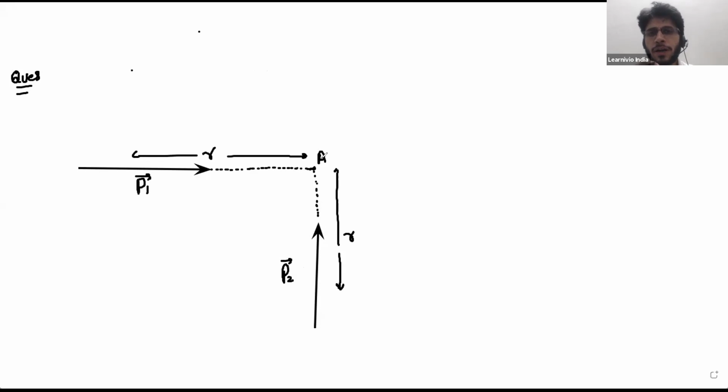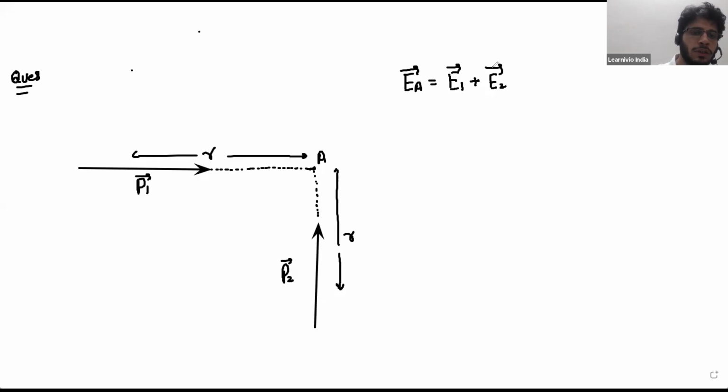So to calculate the field at point P, first of all, you have to decide for dipole 1 whether this point lies on the axial line or on the equatorial line. The net field at point A is the sum of the electric field due to dipole 1 and the electric field due to dipole 2. For dipole 1, this point lies on the axial line. It lies on the axis of the dipole.